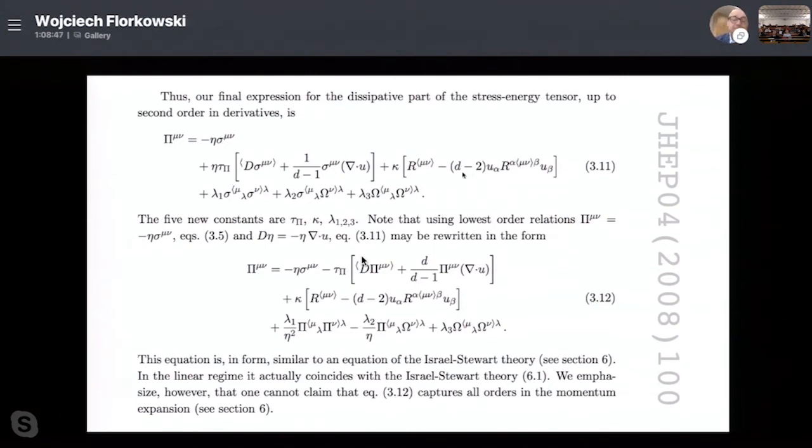But what they do is a kind of heuristic step. They use the first order expression in the equation, which is of second order. In the first order, pi and sigma are related through this equation. There are no other terms. So for the second order, they say that you can use, up to that accuracy, the first order relation. So the derivative of sigma mu nu can be replaced by the derivative of pi.